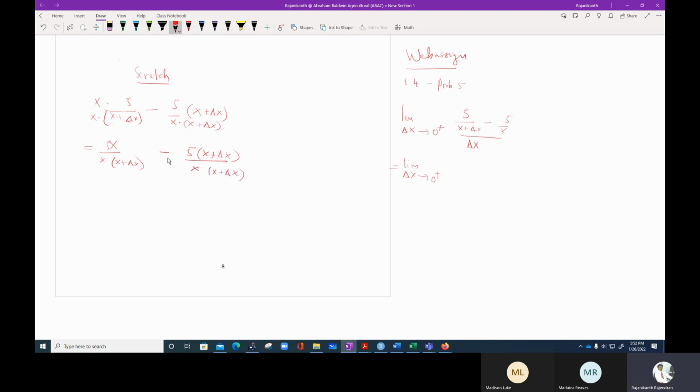When you subtract or add two fractions with a common denominator, you could simply subtract the numerators directly. In other words, I'm combining under one fraction. Now you can write it as one fraction. Now distribute the negative 5 inside and simplify it. Minus into plus, minus 5 times delta x.